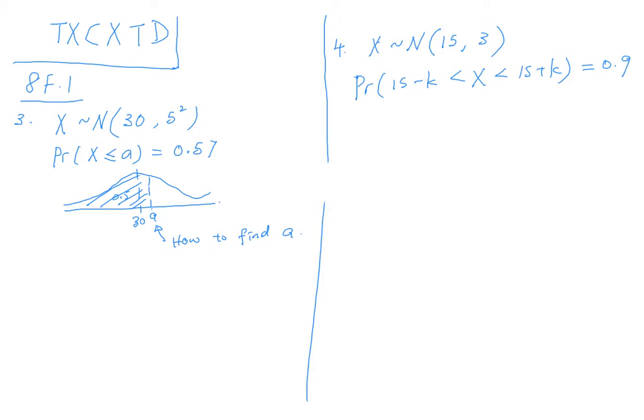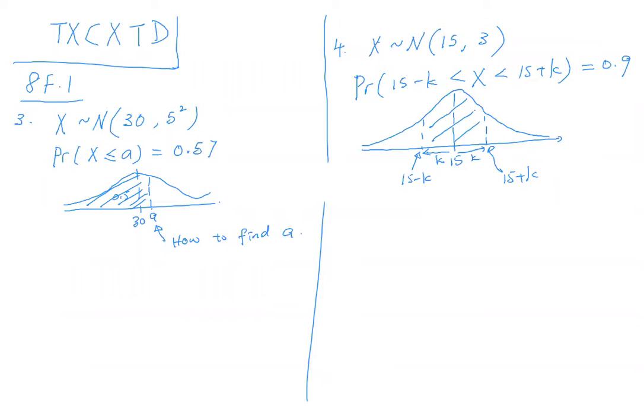Do you know how to do this one? Okay, you try. I draw out the diagram. You think of how to use your graphic calculator to help you. Here is your mean. This is your K. So here will be 15 minus K. Here is also your K. So here is equal to 15 plus K. This whole area is 0.9.